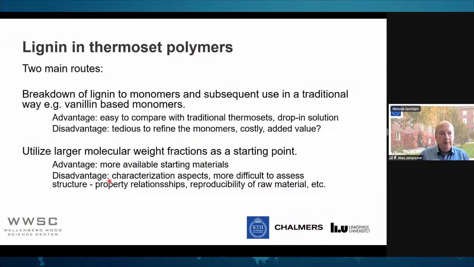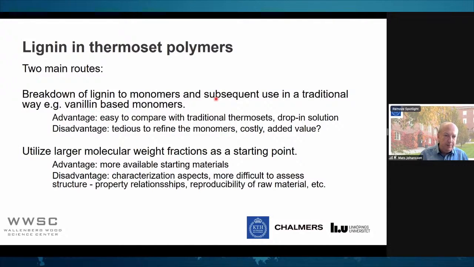So looking into the literature and what others have done and we have been doing, you can have different routes when you want to address the use of lignin in thermoset polymers. You can break down the lignin that you retrieve from any source to monomers and subsequently use them in the same way as you do for synthetic polymers, meaning that you bring out a monomeric unit, you combine that with other synthetic monomers or resins and produce a thermoset. So that's sort of a drop-in solution.